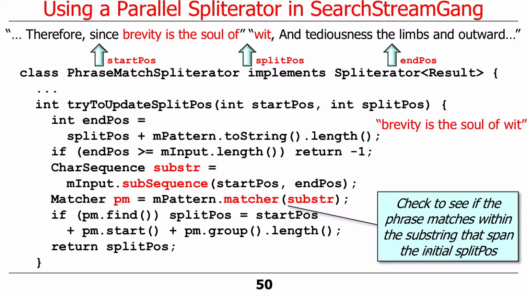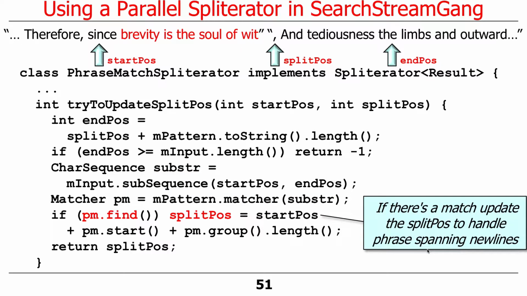We're going to create a substring which starts at the start position and goes to the end position, so anything within here is fair game. Now we're going to see whether the phrase that we're looking for occurs anywhere within that. So we do a match to see if it'll span the split. That's what this is doing.